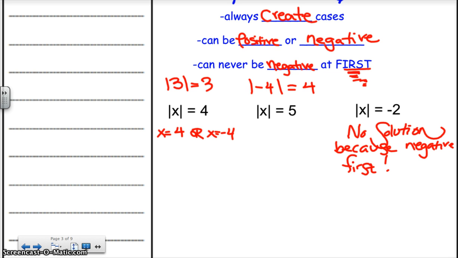So, the absolute value of x is 5. It's me asking, what's 5 away from 0? x can equal a positive 5, or what? Negative 5. x can equal negative 5. Both of them are 5 away from 0. Notice in both situations, I created that negative case. I did it. If they give it to you first, you say, that's not even true. Okay? Moving forward.